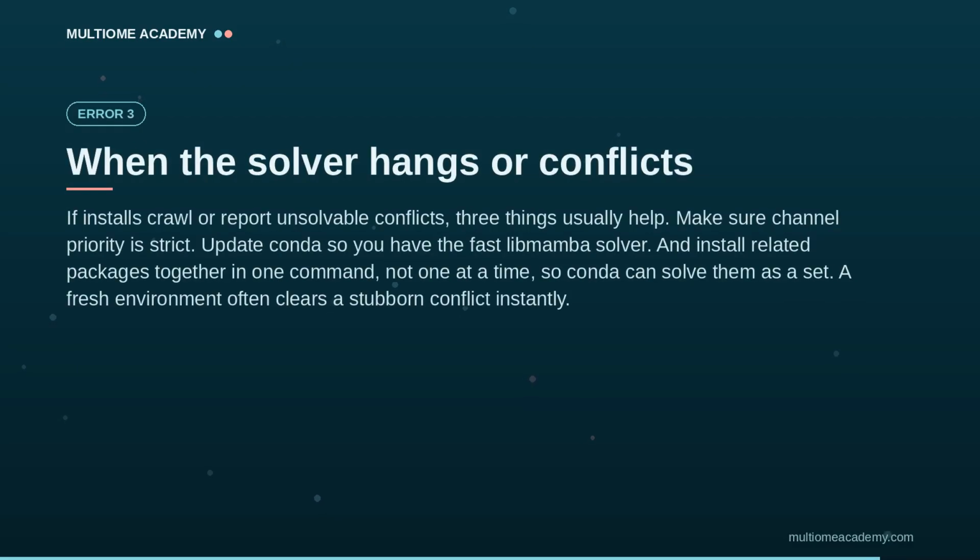If installs crawl or report unsolvable conflicts, three things usually help. Make sure channel priority is strict. Update conda, so you have the fast libmamba solver. And install related packages together in one command, not one at a time, so conda can solve them as a set. Creating a fresh environment often clears a stubborn conflict instantly.